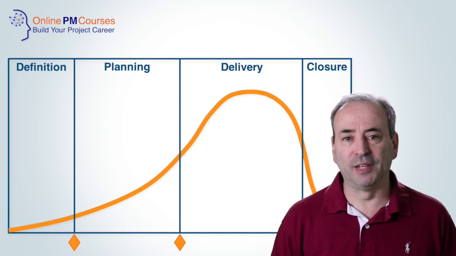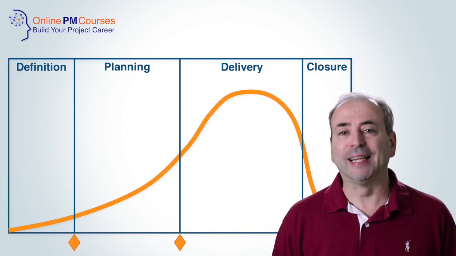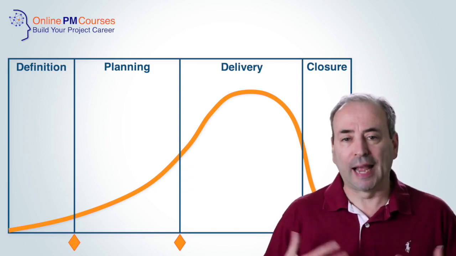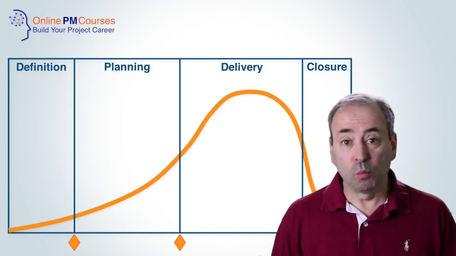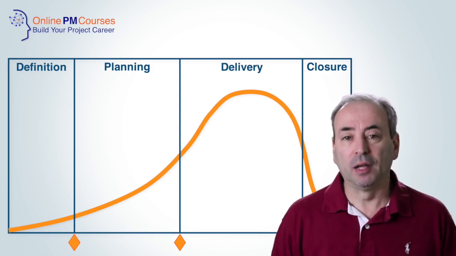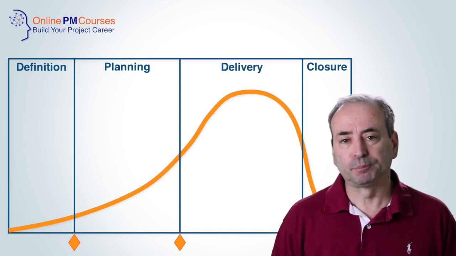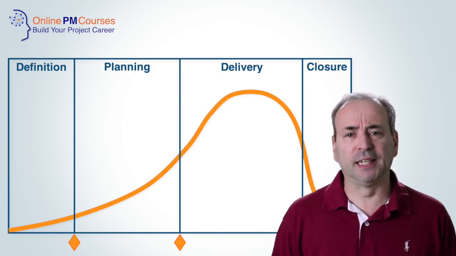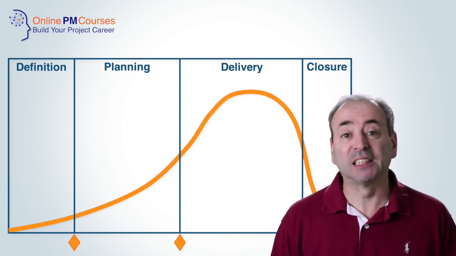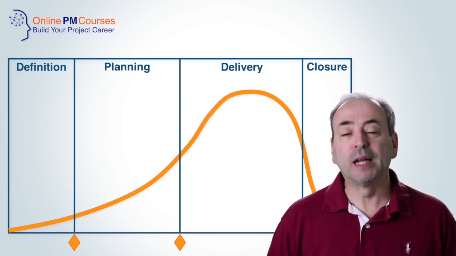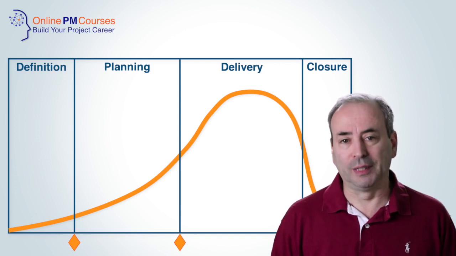It starts with definition, defining what the project is and is not. Second stage is planning, understanding how you're going to deliver the project and what precisely it is you're going to deliver. And for that reason, some people prefer to call it the design stage. And then there's the delivery stage where we implement the project, we execute the plan. And finally, the final stage is where we close down our project in an orderly manner.